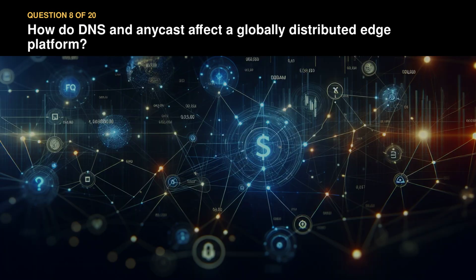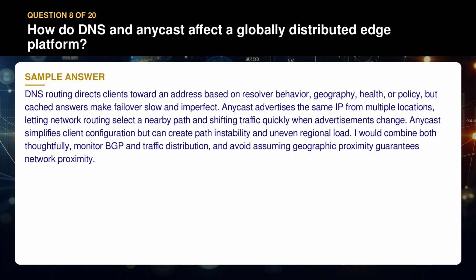Question 8. How do DNS and anycast affect a globally distributed edge platform? DNS routing directs clients toward an address based on resolver behavior, geography, health, or policy, but cached answers make failover slow and imperfect. Anycast advertises the same IP from multiple locations, letting network routing select a nearby path and shifting traffic quickly when advertisements change.